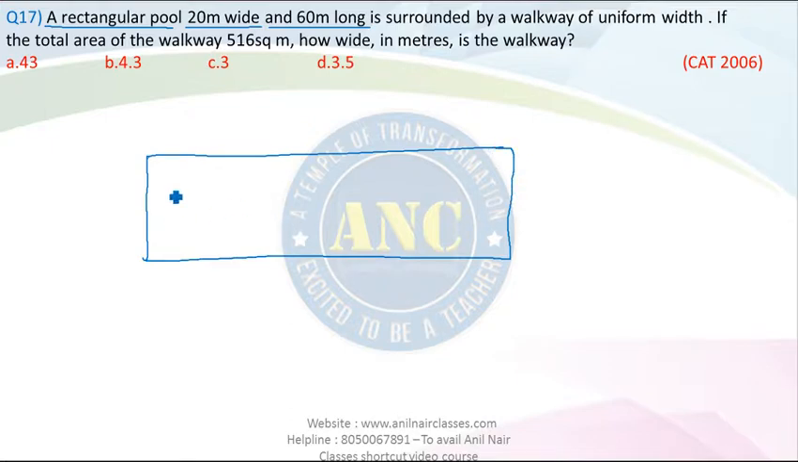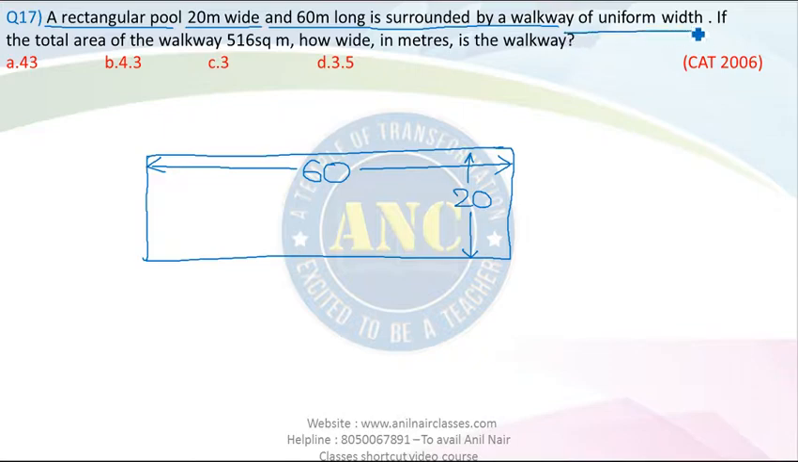This is a rectangular pool where it is 20 meter wide, and it is 60 meter long. That means this value is given as 60 in the question. Now this is surrounded by a walkway of uniform width. That means the width in all the cases is uniform. I am drawing a walkway here. The width should be uniform.